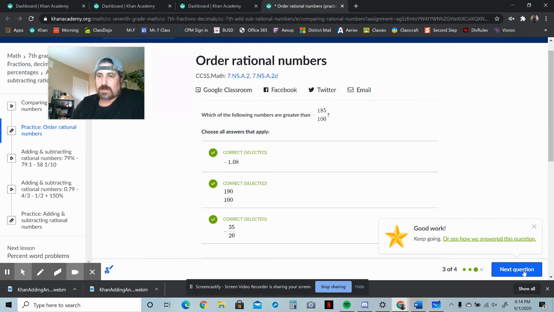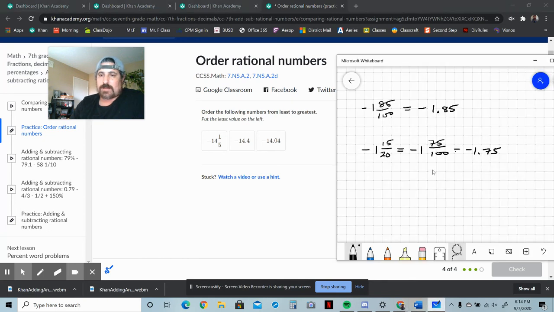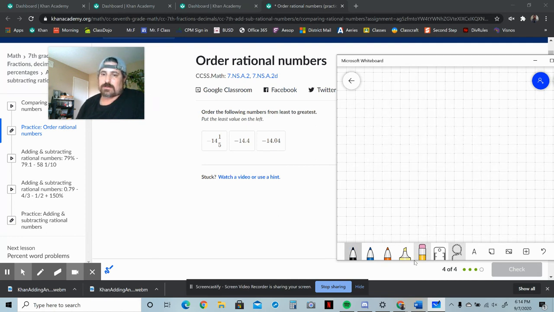All right, next one. Let's do it. It says order the following numbers from least to greatest. Okay, least to greatest. So we're on the negative side of the number line here. That means basically the smaller absolute values are going to be bigger than the larger absolute values, right? Because the bigger negatives always lose. And they're all negatives, so the bigger negatives are going to lose.